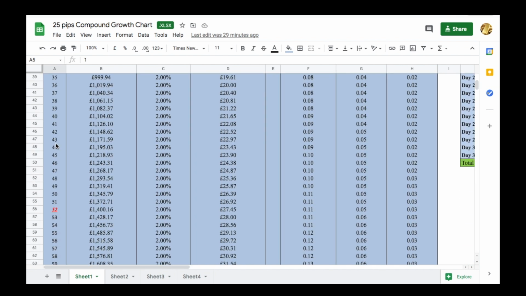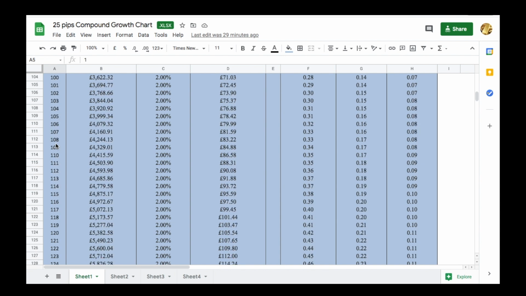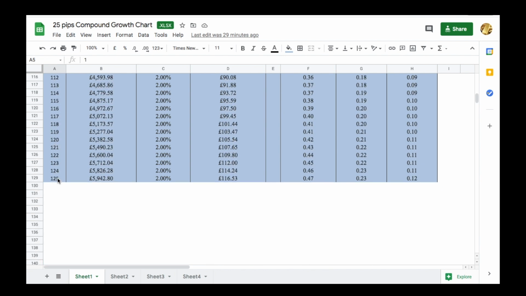And your aim is to carry on this sheet all the way down until you get to trade 125. Now, I'm not saying it's going to be easy to get to trade 125, but over a period of time, you're going to be getting better and better at the market, because imagine how many trades you're going to be taking in order to get there.